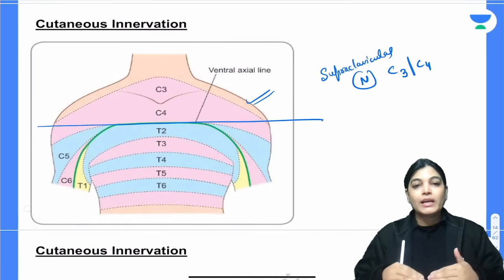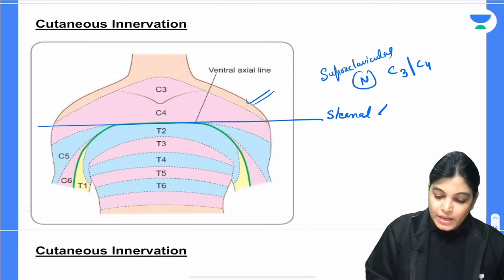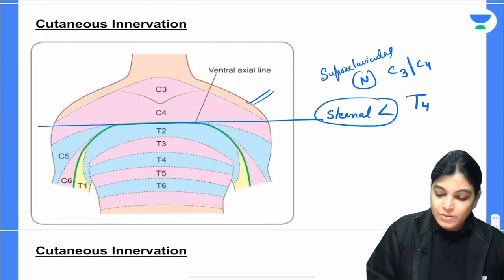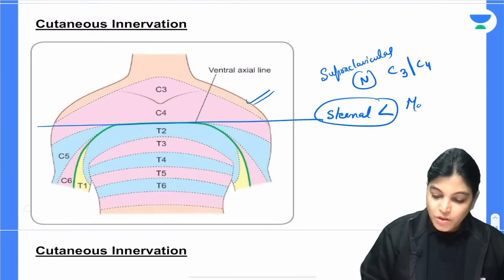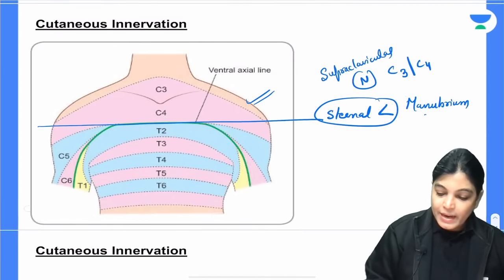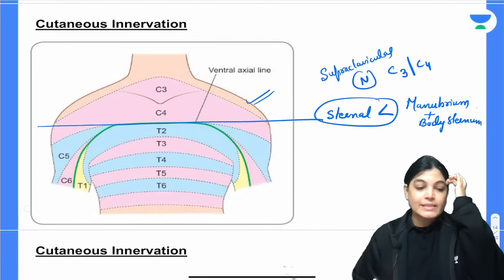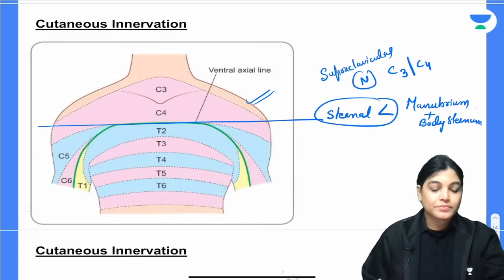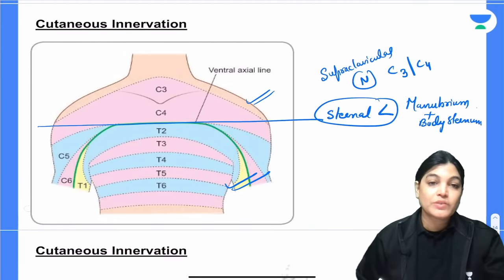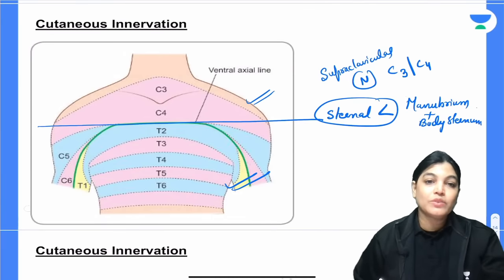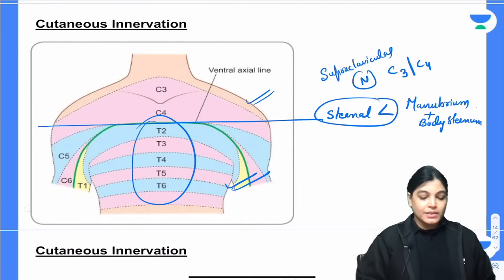When we are talking about the area of skin lying below the level of the sternal angle, which corresponds to the level of T4-T5, exactly at the junction of the manubrium and the body of the sternum, the area below this is getting innervation from the anterior and lateral cutaneous branches of the second to sixth intercostal nerves. Don't worry, I will write it also.